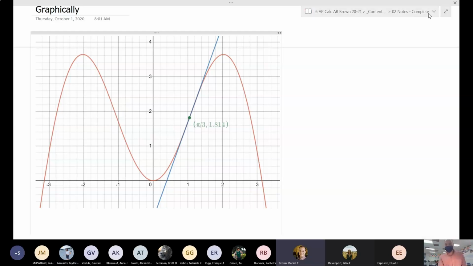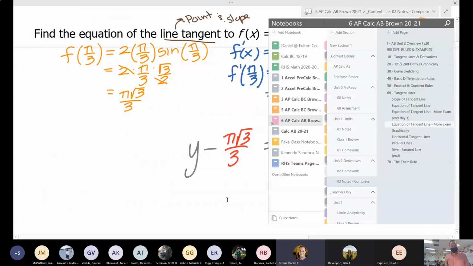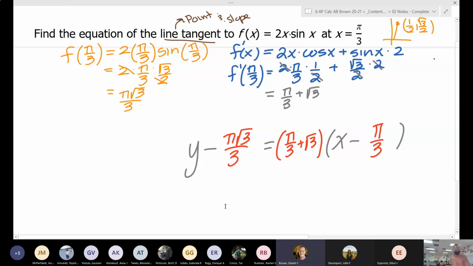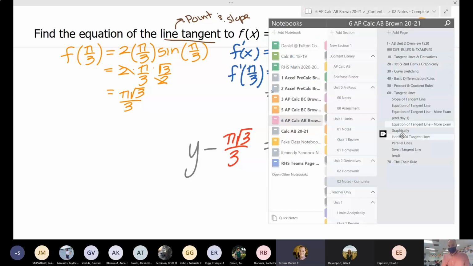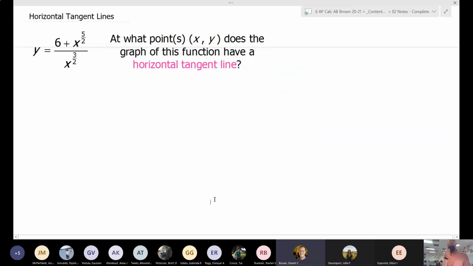Any questions on that problem before we look at some applications of the tangent line? All right, so the first example I want to look at is a question that says, where does this function have a horizontal tangent line?